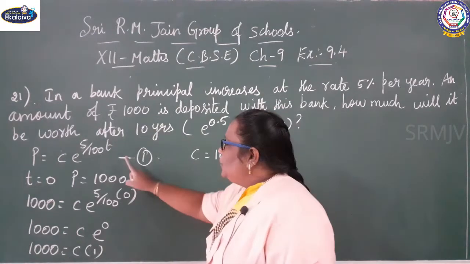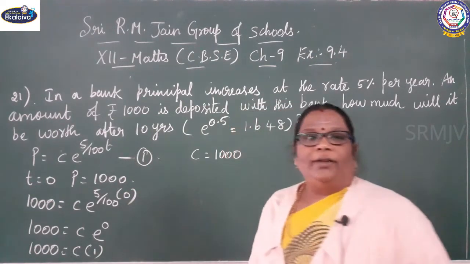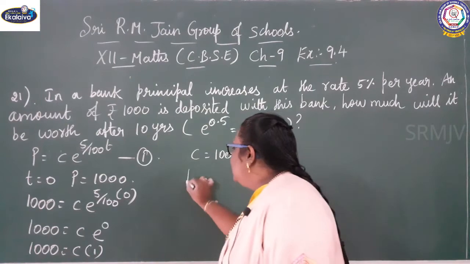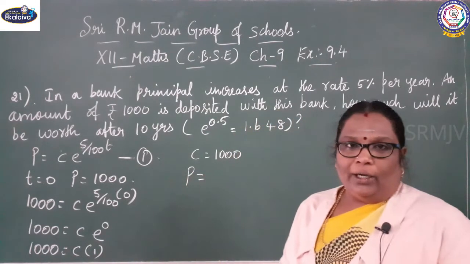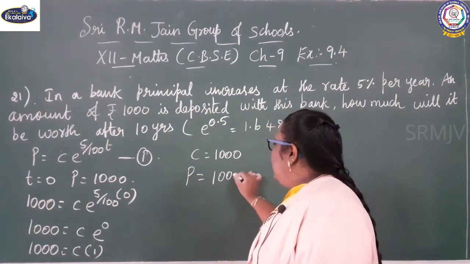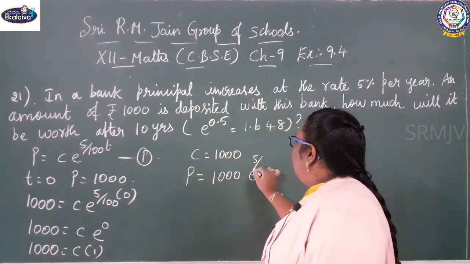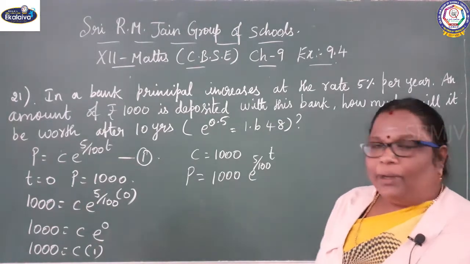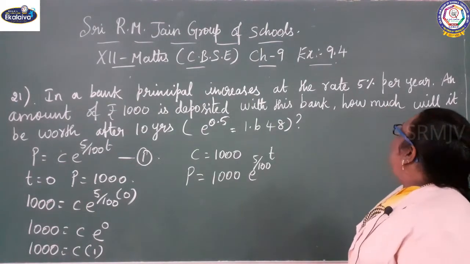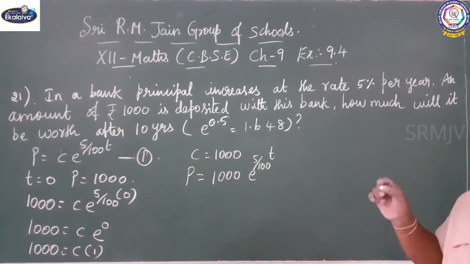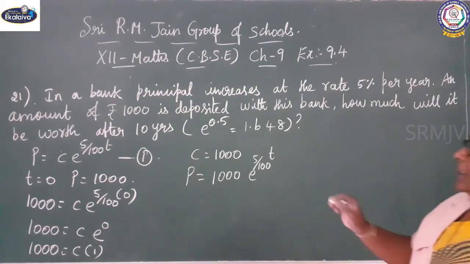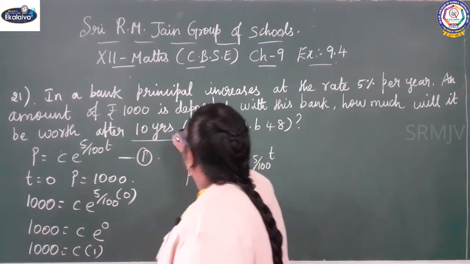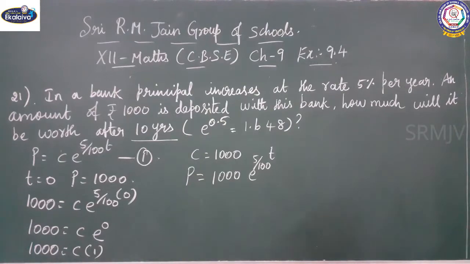You can substitute in this equation. What is the value of C? C equals 1000. So principal P equals 1000 into e power 5/100 into t. See, what is given in the question? After 10 years, rate of interest equals 5%.